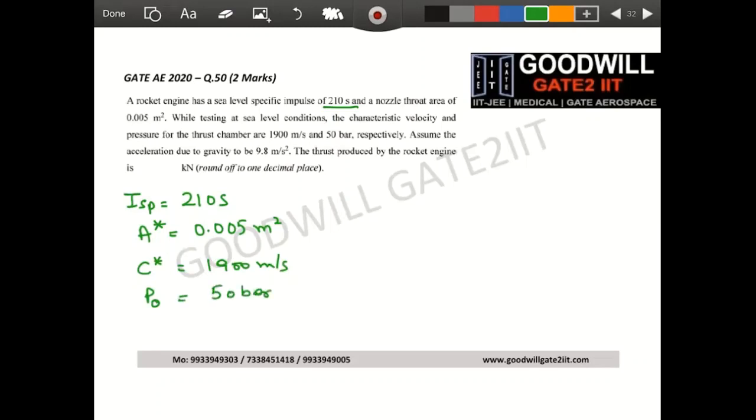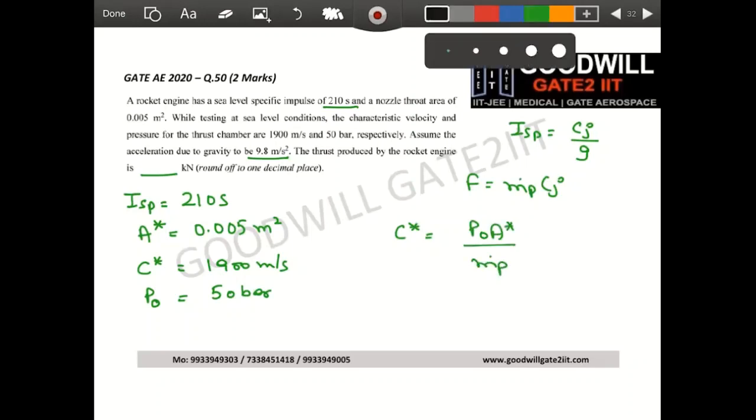Gravity is given. Don't use 9.81, use it as 9.8. The thrust produced by the rocket engine is, fill in the blank. I want your answers in kilonewton, rounded off to one decimal place. I hope this is easy. From ISP, you can easily calculate CJ. Your thrust is m dot p into Cj, and m dot p is coming from your characteristic velocity, which is P naught A star divided by m dot p. So 2020 was directly formula based, no catch involved.